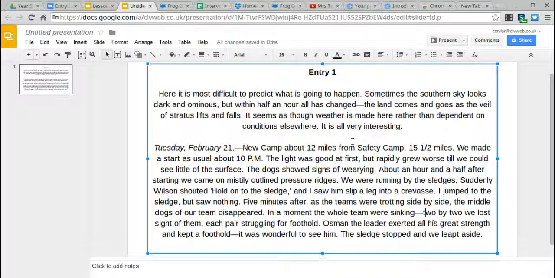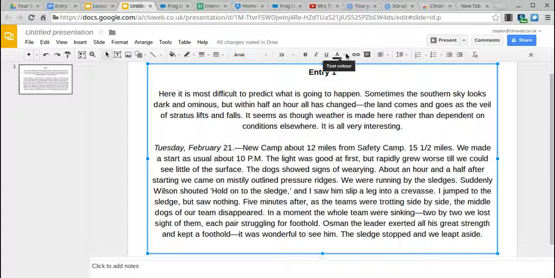Okay, so here we're going to look at a little extract from Captain Scott's diary. Now, Captain Scott was a famous adventurer, and him and his men, they were trying to get to Antarctica. We'll find out a little bit more about him in the lesson. But I want you to have a look at some of the features in his diary. We're going to read it together.